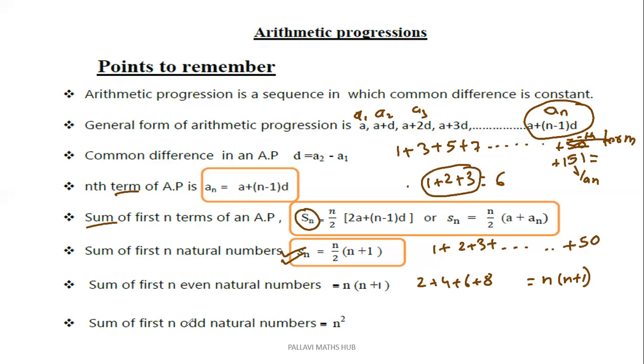Next, same way, sum of the first n odd natural numbers. So what is the formula? N square. So these are all the important formulas. Already I told, if they ask to find the 15 terms, you need to apply this one. Sum means you need to apply this. At least if you don't know how to substitute the values, at least write the formula. Okay, if you write the formula, you will get half marks.